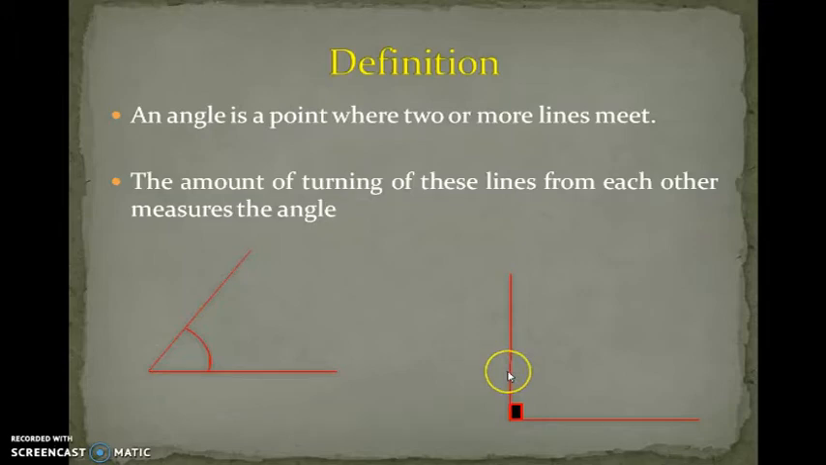This is another form of angle. You see, I have a straight line here and another straight line here. These 2 straight lines meet at this particular point. So an angle is formed here.